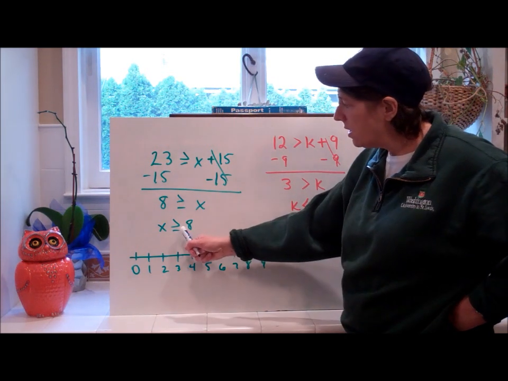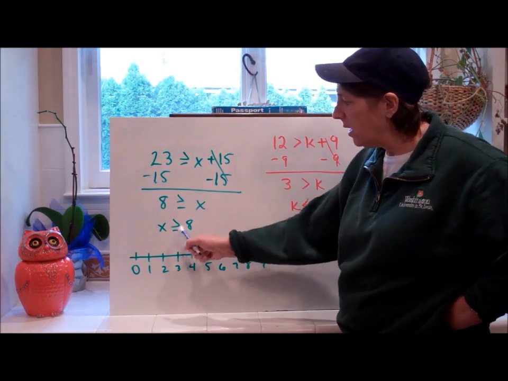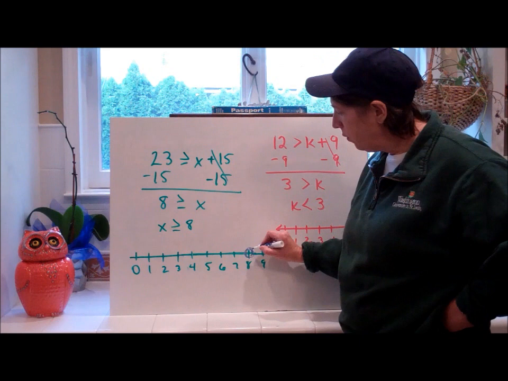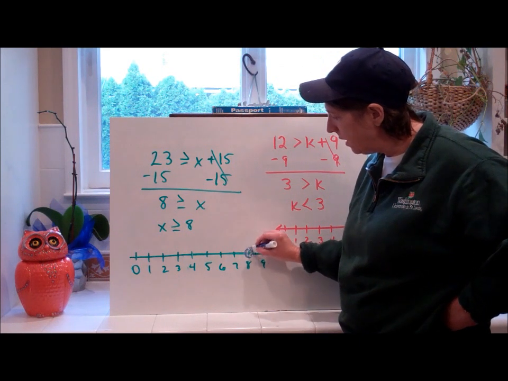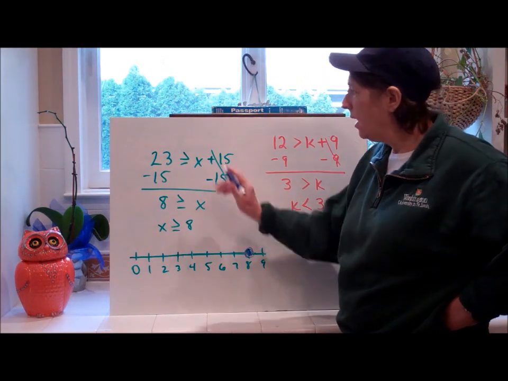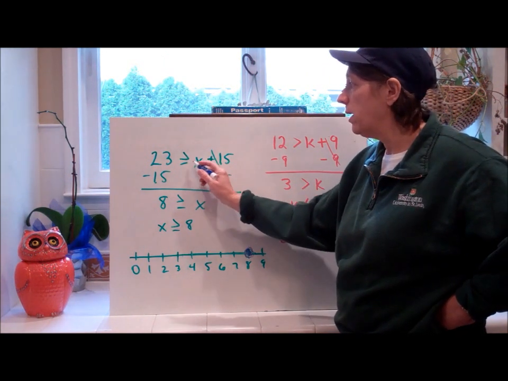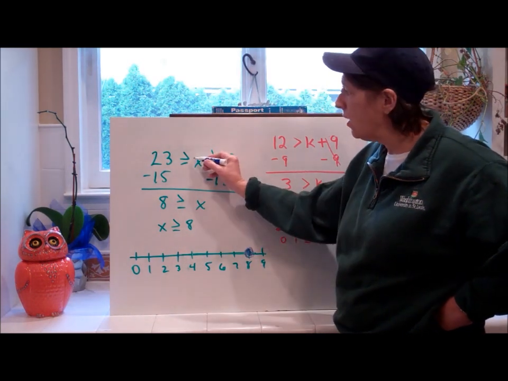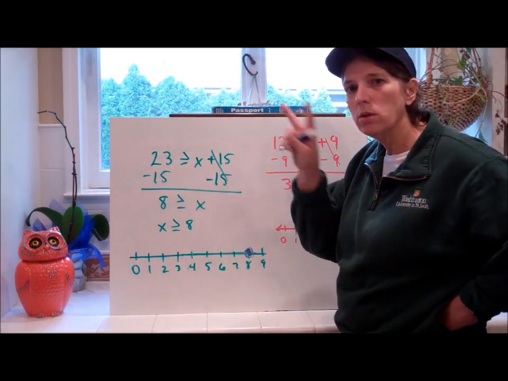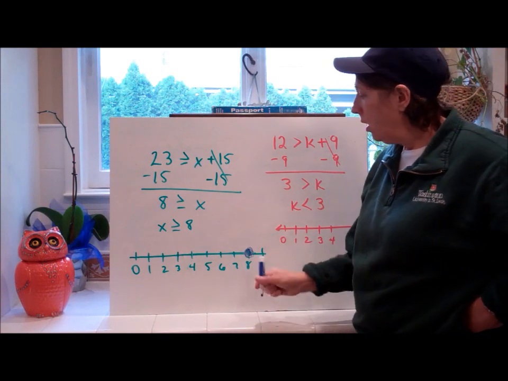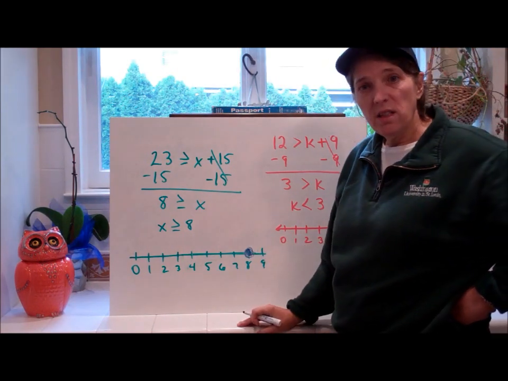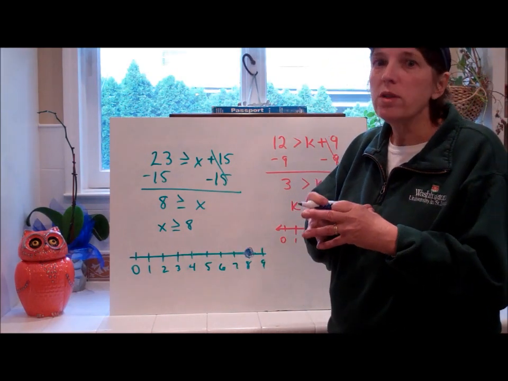So when it says x is greater than or equal to 8, because it's equal to, we have to have a closed dot on the 8, because 8 will make this a true sentence. 8 plus 15 is 23, and 23 is not less than 23, but it is equal to 23, because that's greater than or equal to. It can't be both. So it's a closed dot, because you're being inclusive of the 8.